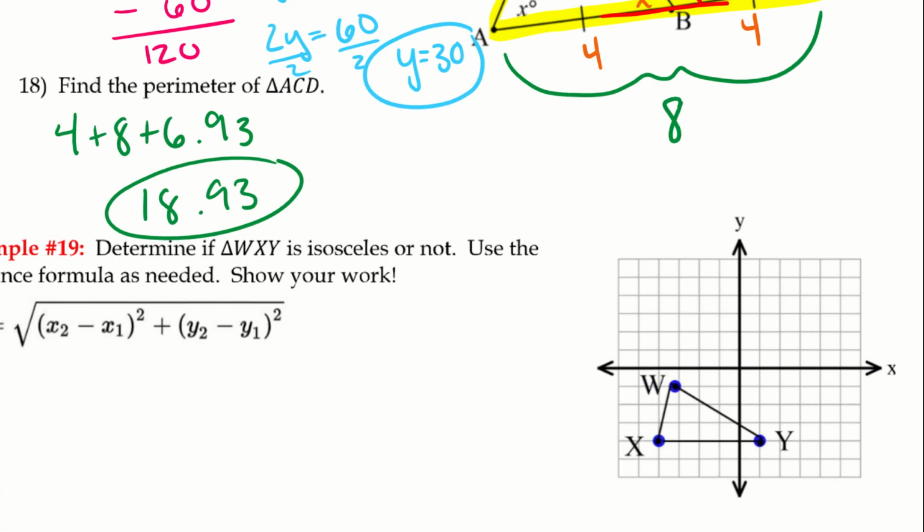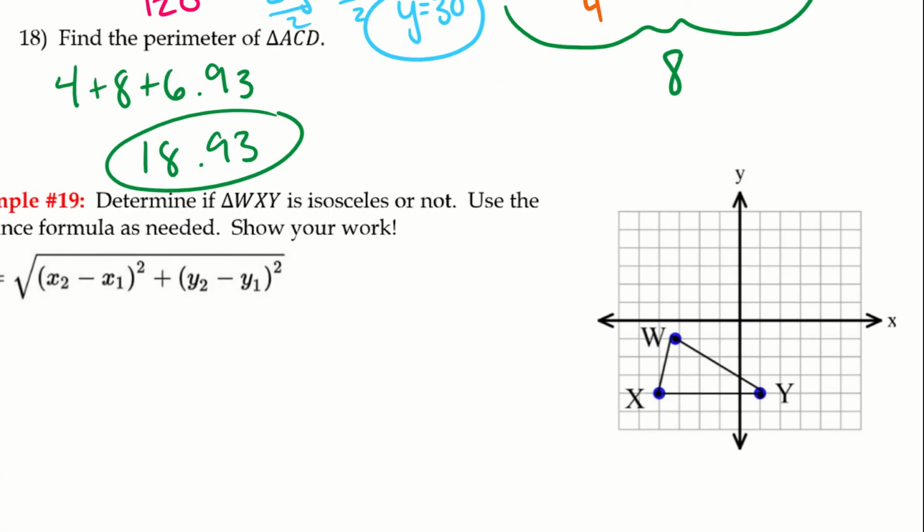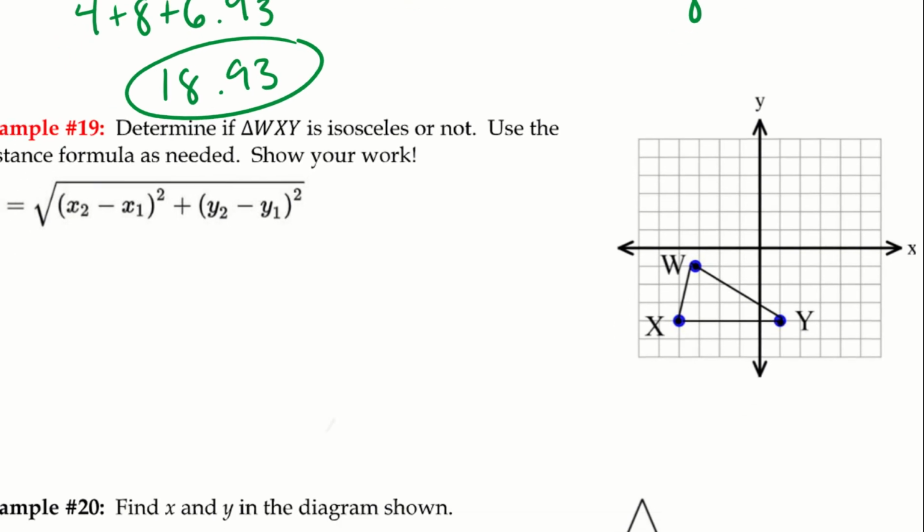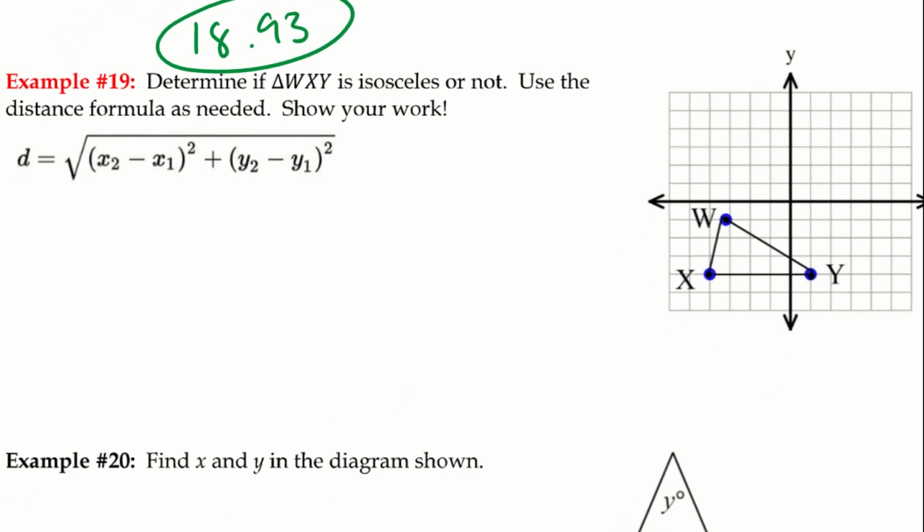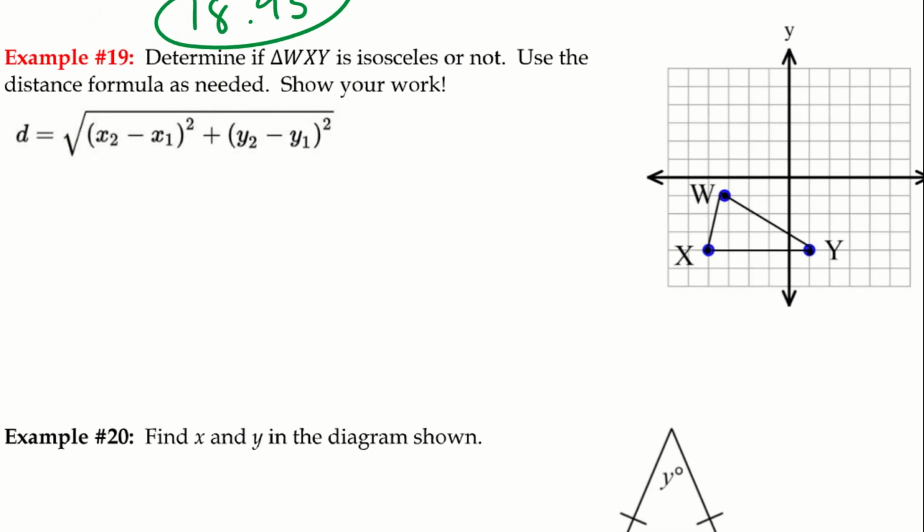Alright, let's take a look at example 19. Determine if XYZ is isosceles or not. Use the distance formula as needed and show your work. So whenever we have a slant, we're going to have to use the distance formula, but XY here is straight across, so I can count 1, 2, 3, 4, 5. That is 5 points away.